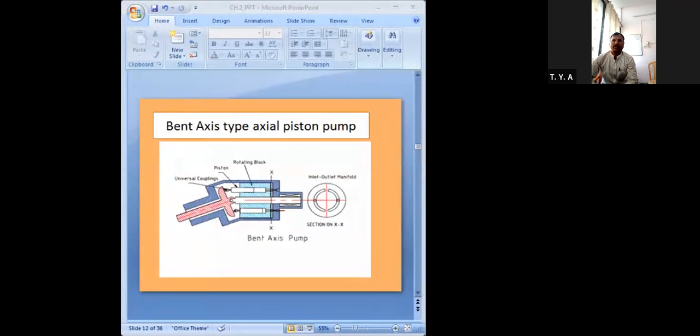Getting it? Again, this bent axis type axial pump has sub types: the constant displacement bent axis piston pump, or the variable displacement bent axis piston pump. Getting it? Okay. So for this also I will show one small video so that it will be easy to understand the working of this.